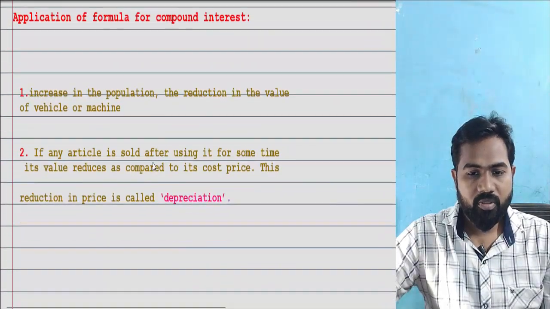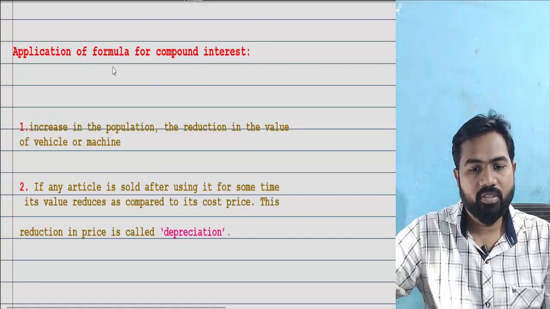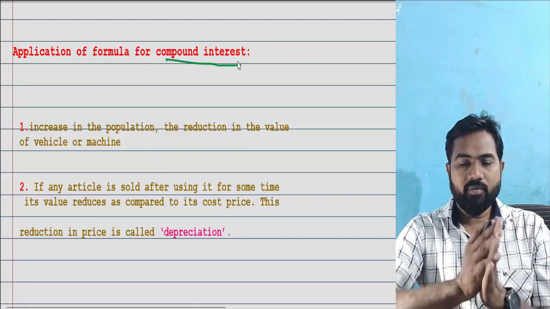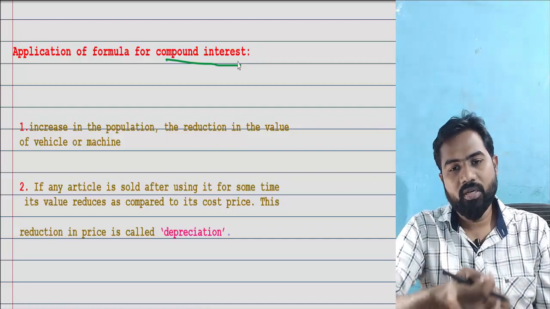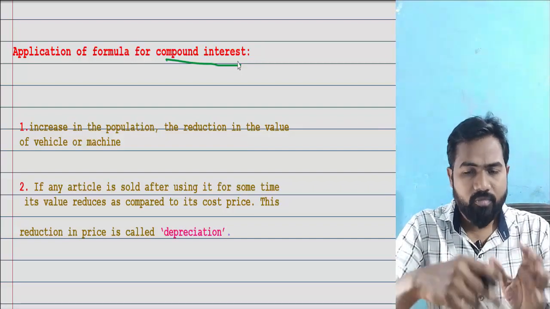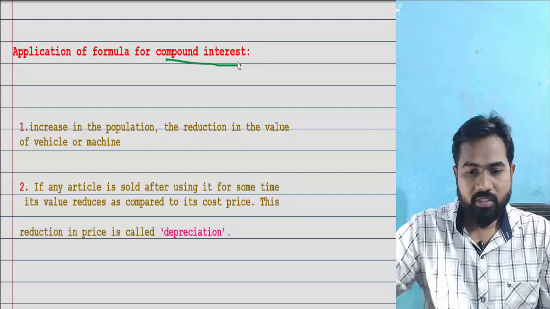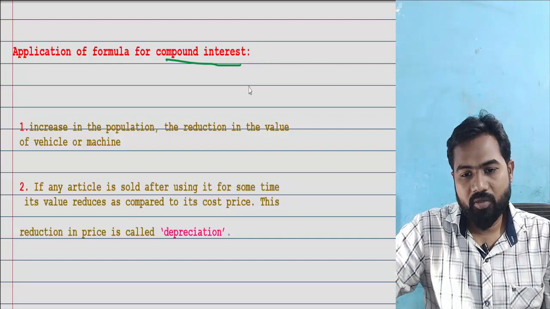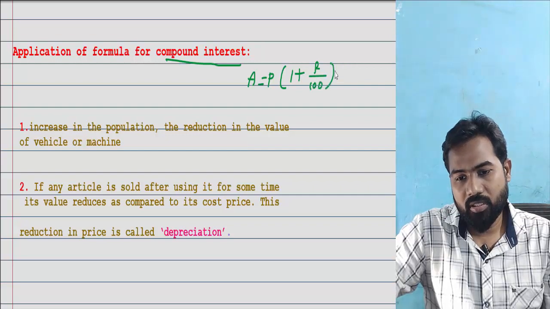So students, one more important part is the application of the formula for compound interest. This formula is not only used to calculate the amount after 2 years, after 3 years, after 4 years. There are some more applications of this compound interest formula. Let me rewrite it again. A equals P into 1 plus R divided by 100, to the power n, the number of years.